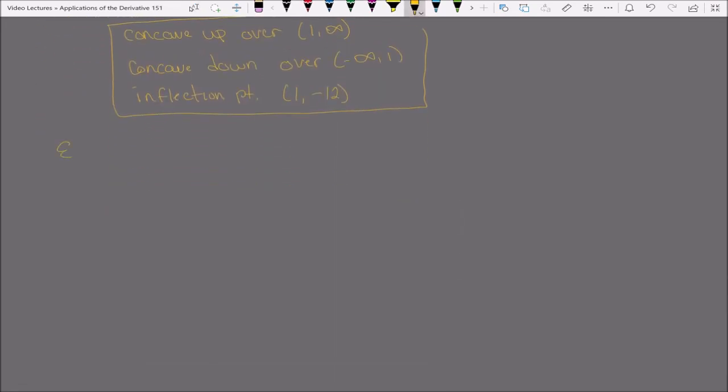Second example, we're going to do the same thing, except on the function x to the 1/3 minus 5x to the 5/3. F prime, you get 1/3 x to the negative 2/3 minus 1/3 x to the 2/3.